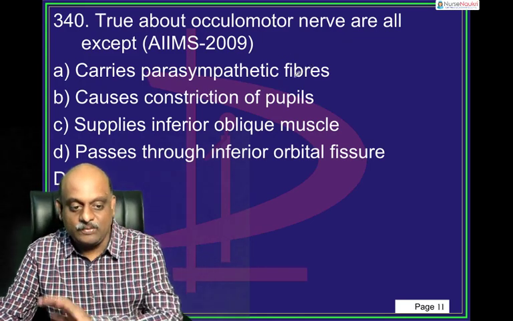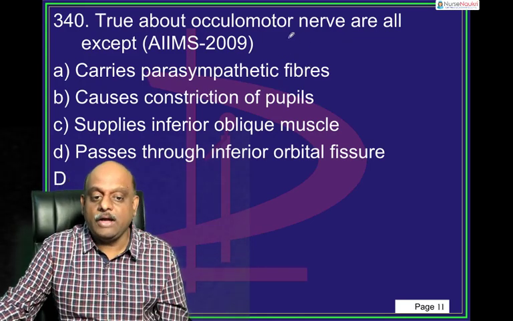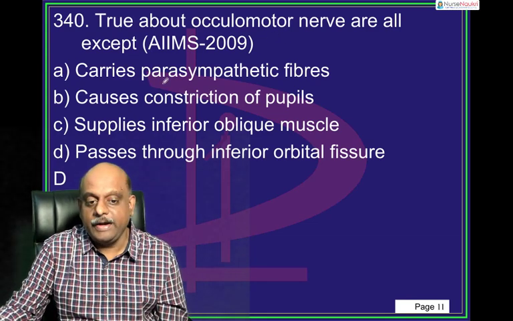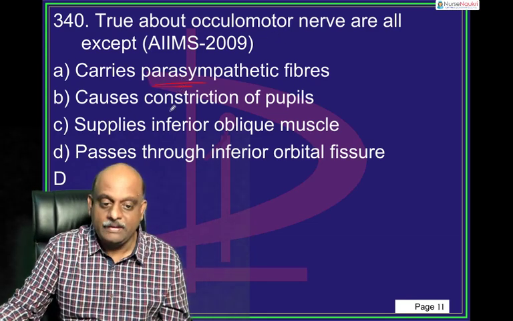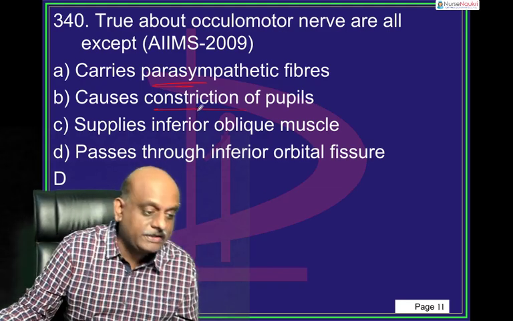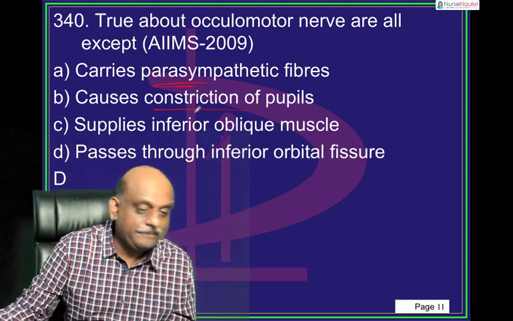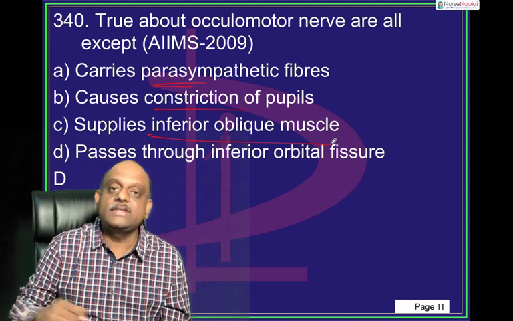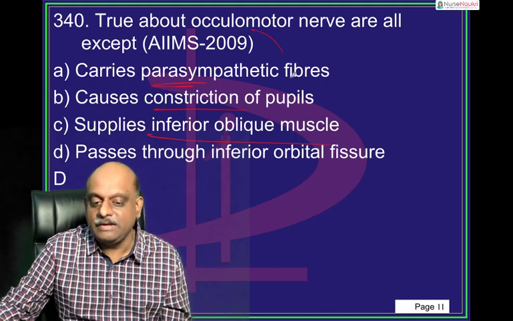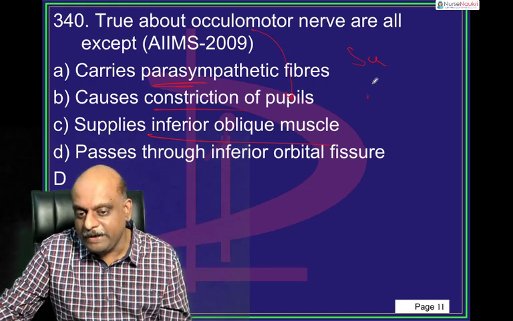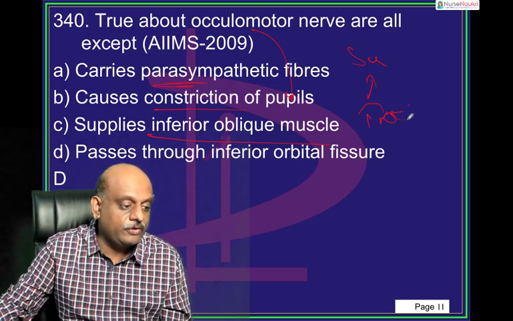Now, the oculomotor nerve carries parasympathetic fibres, all of you agree. Constriction of the pupils is its function, and it supplies the inferior oblique muscle, whereas superior oblique is supplied by the trochlear nerve, as all of you know very well.